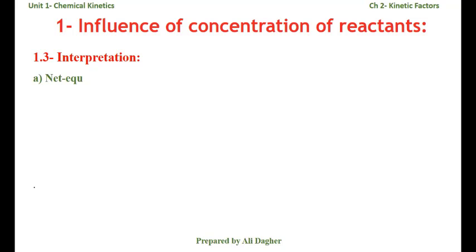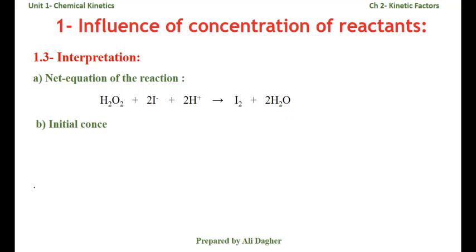Interpretation. Net equation of the reaction: H2O2 with 2I- and 2H+ give I2 and 2H2O. This is the net equation of the reaction. Now the initial concentration of each reactant.